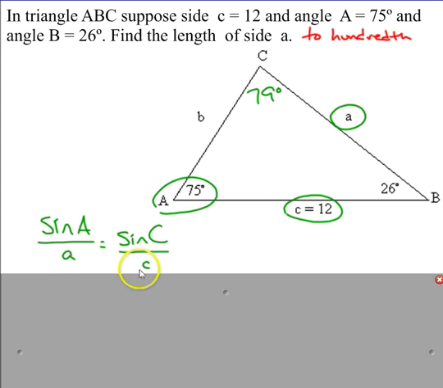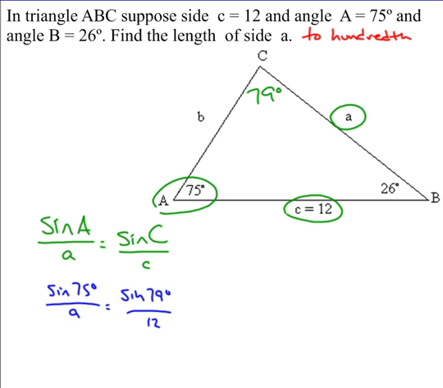Go ahead and, if you're asking why wouldn't I use anything to do with angle B and side B, well, because we don't know B, nor are we trying to find it. So don't have anything to do with B. Go ahead and sub in the information you know. You know angle A, you know angle C, you know side C, and this is just going to be left as an unknown.